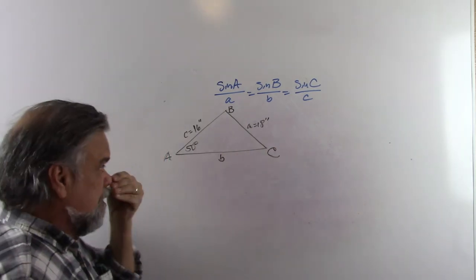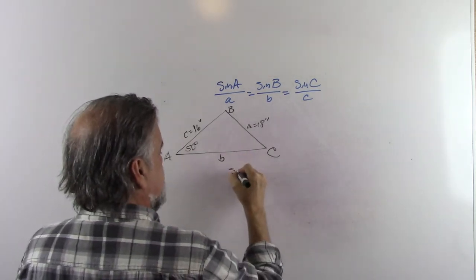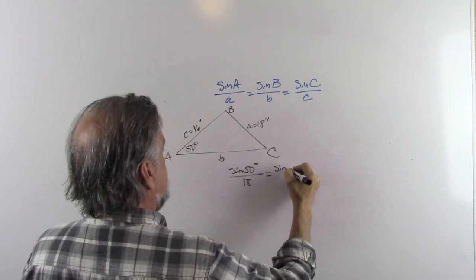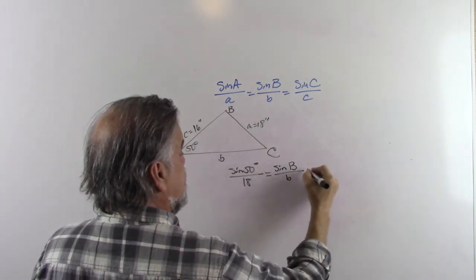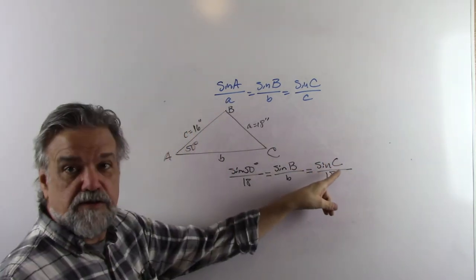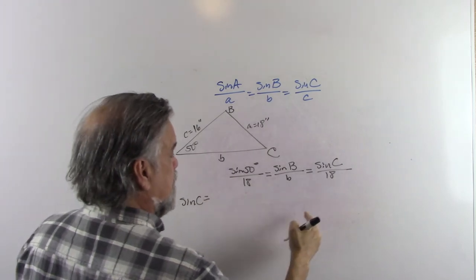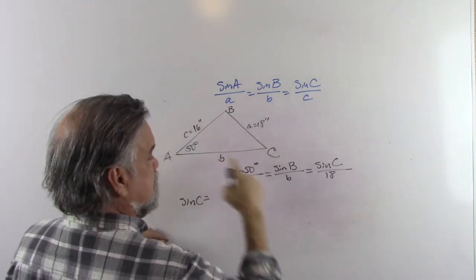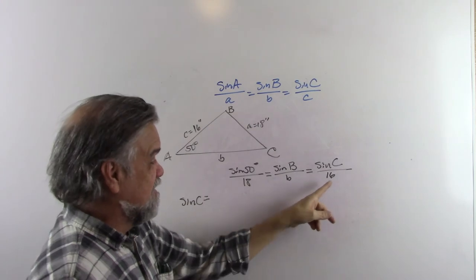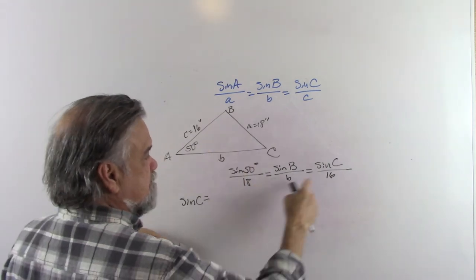Okay? Well, okay, so let's come up with our ratios. So the sine of 50 over 18 is going to be the sine of B over b, which is going to be the sine of C over 16. And again, let's start by finding C. Whoa, 16, sorry about that. Yeah, little c is 16. So when I looked over here, I saw the same denominator twice. That cannot be. So yeah, now it's set up right.